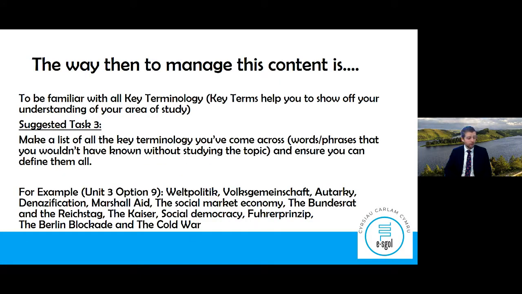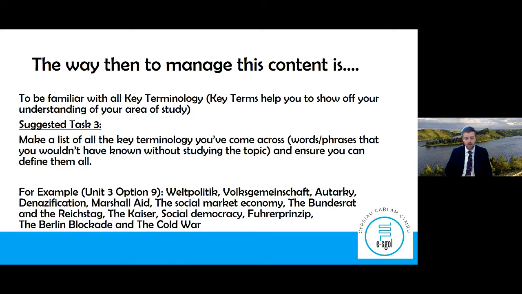My third suggested way of managing this content is to be familiar with all key terminology. These key terms help you to show off your understanding of the area that you've been studying. So I firmly suggest you make a list of all key terminology you've come across. These are words or phrases that you wouldn't have known if you hadn't studied this topic, and then ensure that you can define them all.